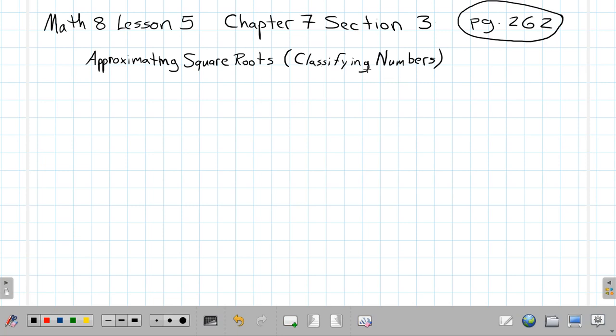But as you'll see, I've put in parentheses here, classifying numbers, because this is kind of the secondary title of this section. And this is actually the first thing we're going to be focusing on in this section: classifying numbers based on what type of number they are. And then the first example is actually going through and classifying numbers. So even though it's not in the title of the section, it's actually in the book.